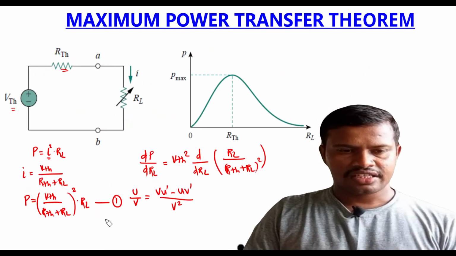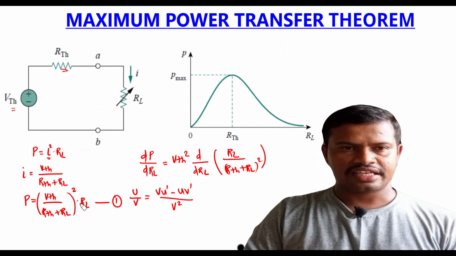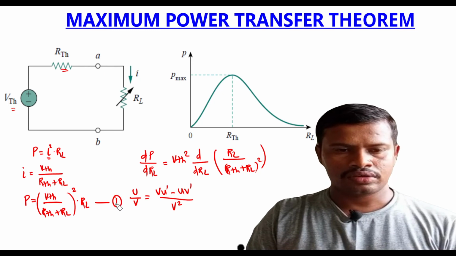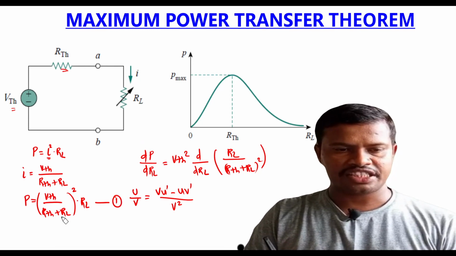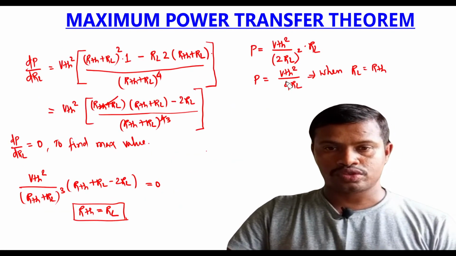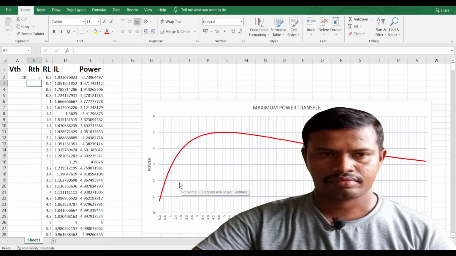In case the load resistance is not equal to the source internal resistance, at that time we need to calculate the power using the formula VTH divided by RTH plus RL whole square into RL, that is equation 1. So this is the power delivered by the source to the load when RL is equal to RTH.